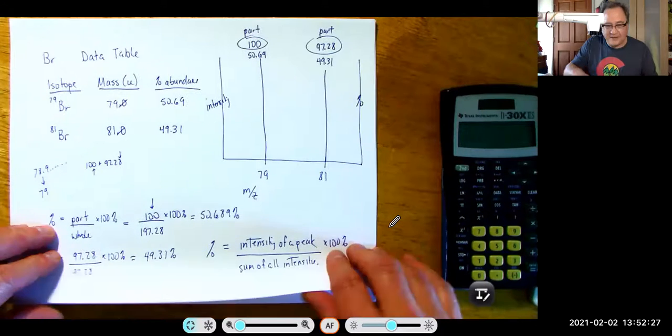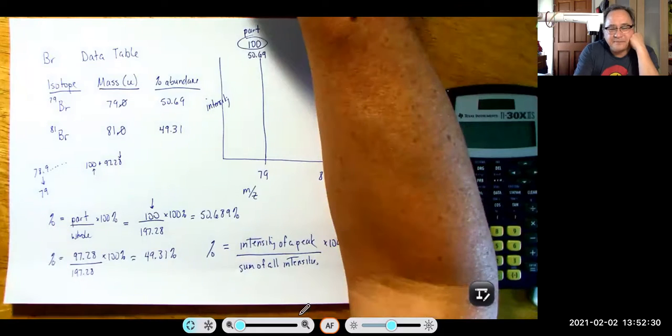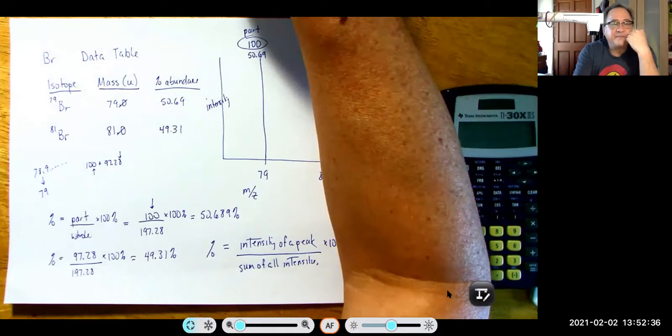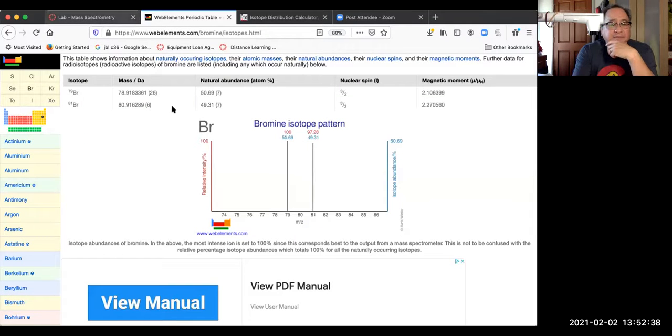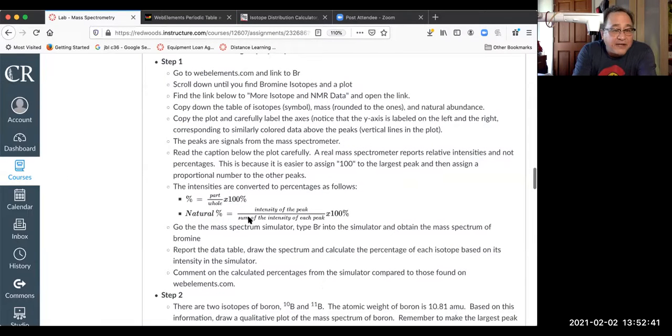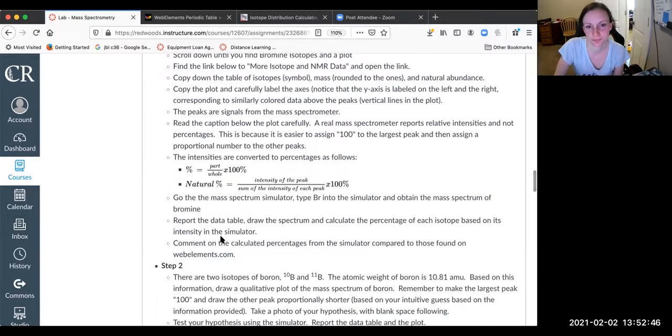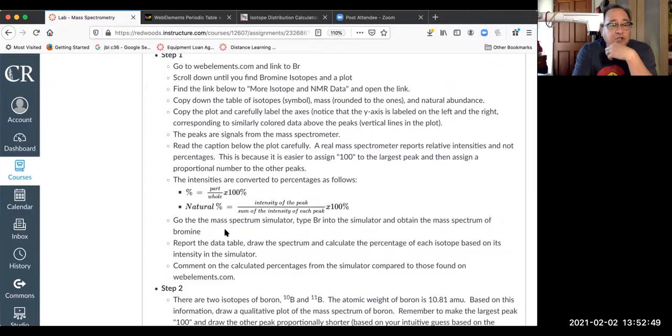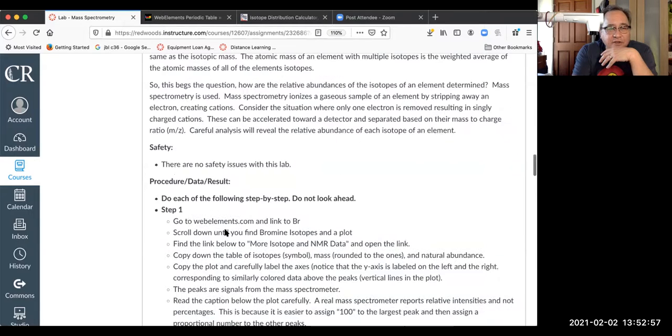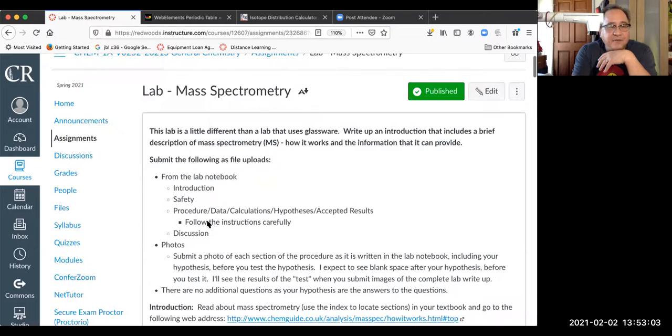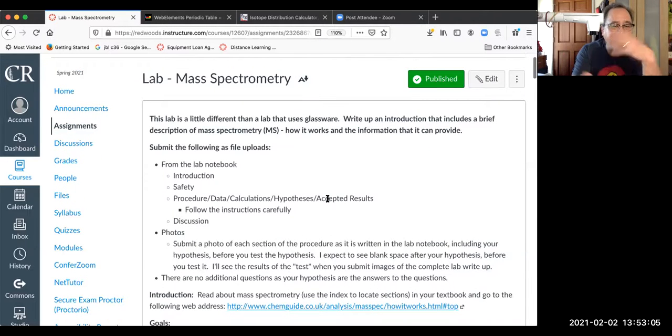That's it. Okay, let's go back to the lab. A lot of jumping back and forth here. So here's the lab. So this shows you how we're calculating those percentages. Does this need to go in our procedure? Well, that's a calculation. So I put the calculation in there. Okay, put it under the calculation section. I'm going to go back here. So remember here how I said that this is actually going to be a procedure, data, calculations, hypothesis accepted, results section.